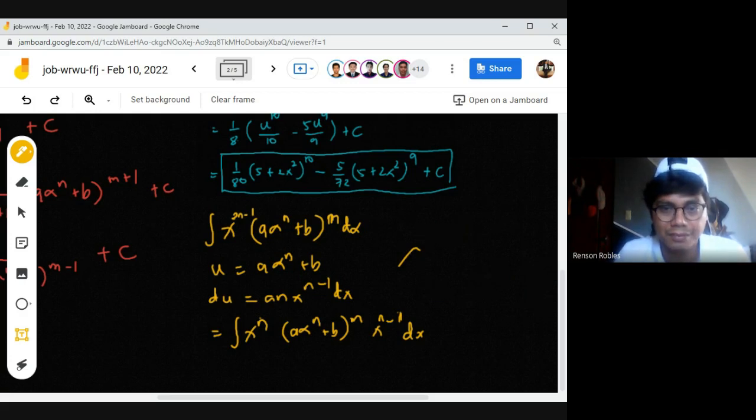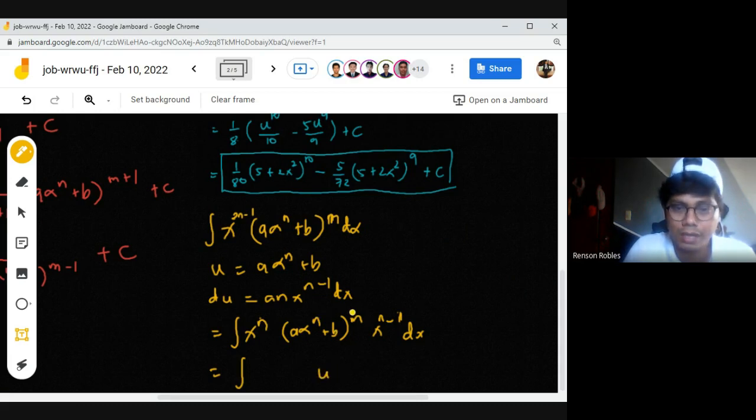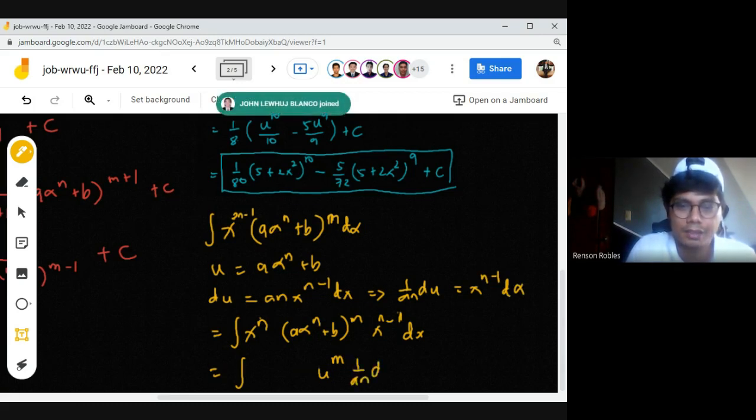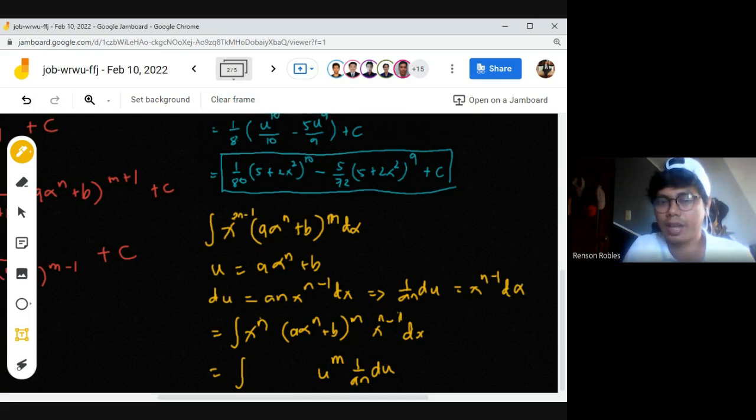Then you'll have integral of ax raised to n plus b, that is our u to the m. All right? What is this x raised to n minus 1 dx? From here, you can divide this by 1 over a n du equals x raised to n minus 1 dx. So you have 1 over a n du, that is your x raised to n minus 1 dx.